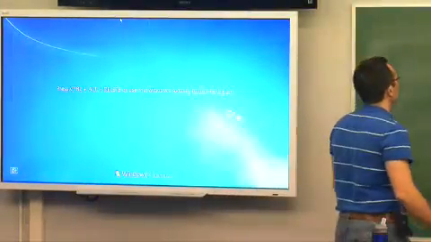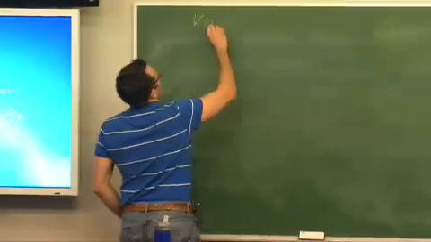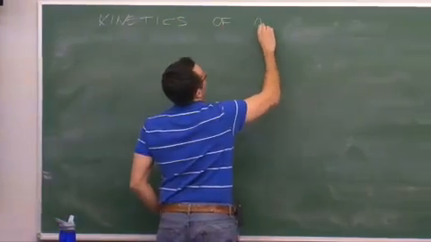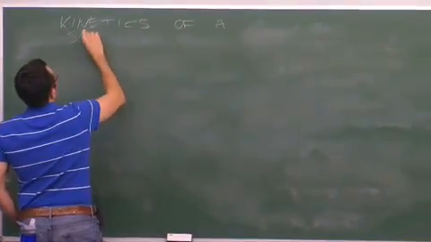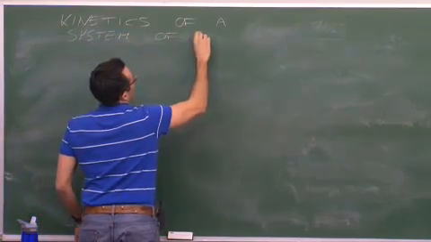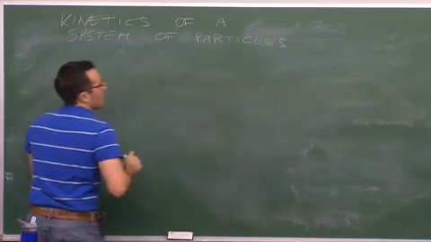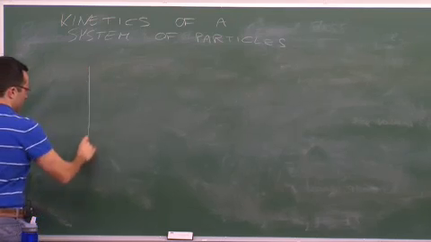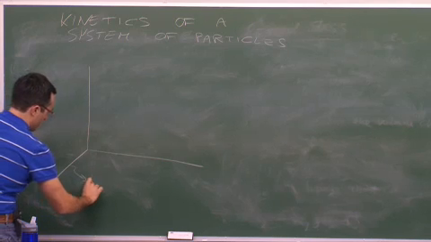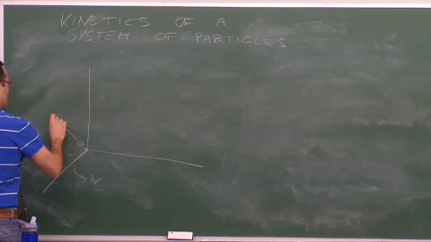Okay, so new chapter. We're going to look at systems of particles. A system of particles. Okay, this is a situation. We have an inertial reference frame N. Origin O is fixed in N.